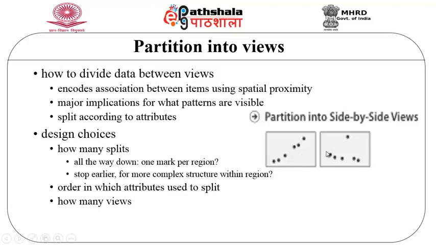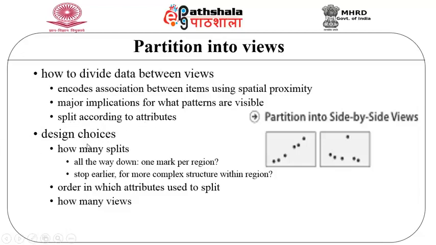Next one is partitioning into different views. In this case of partitioning into different views, we need to look at how to divide the data points between the various views. Here, this encodes the association between the data points using some kind of spatial proximity, and the major implications for what the patterns are being visible, and the split is according to the attributes.